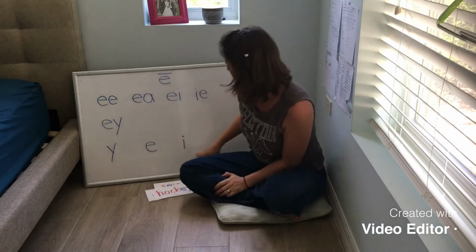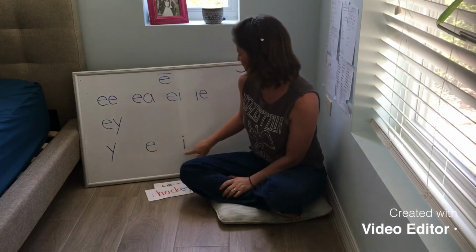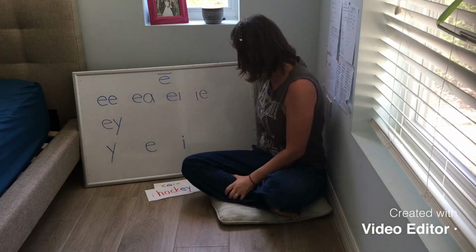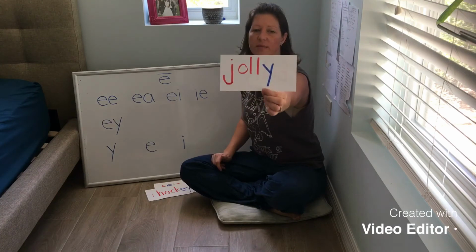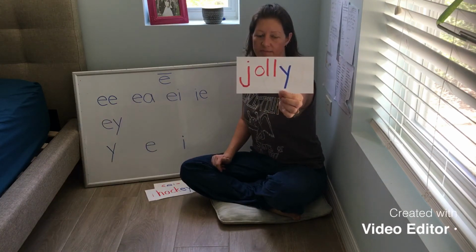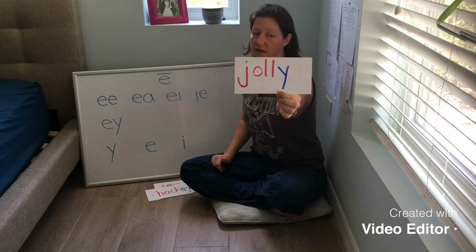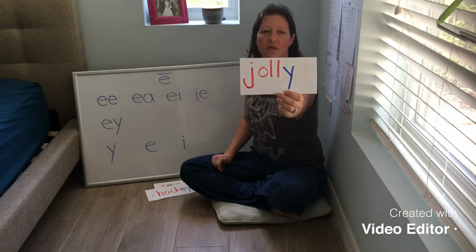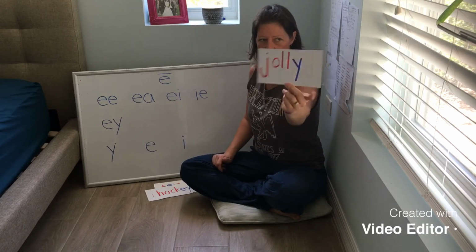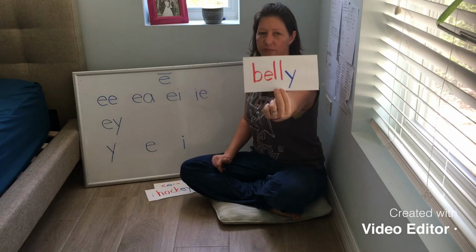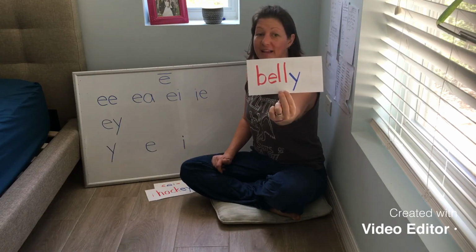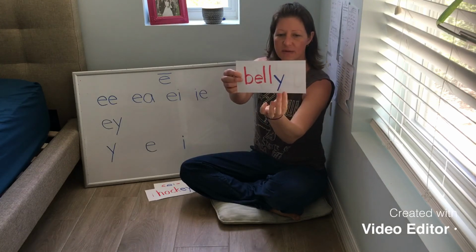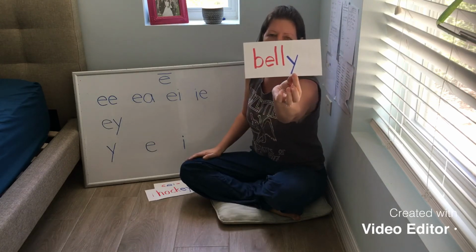On our bottom row, we have single letter phonograms making the E sound. Let's look at some words with examples of those phonograms. Jolly. There you go. Try and read these by yourself and see if you can say them before me. It's like a race. And belly. Belly. So now it's the Y making the E sound.